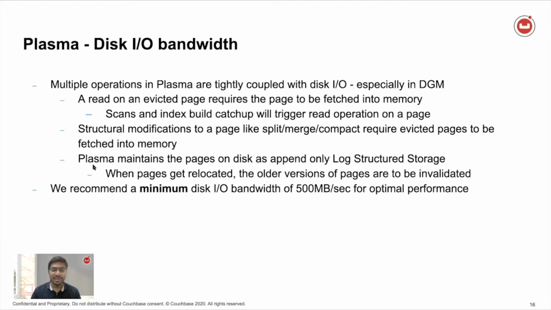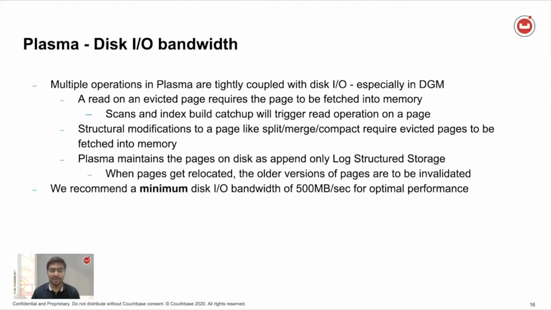Additionally, Plasma maintains these pages on disk as log structured storage. When these pages get relocated on disk due to the structural modifications, the older versions of the pages are to be invalidated, and this will also incur some disk IO bandwidth. When using the Plasma storage engine, especially when there are large indexes in the cluster and the system is expected to enter DGM mode, we recommend a minimum disk IO bandwidth of 500 megabytes per second for optimal performance.